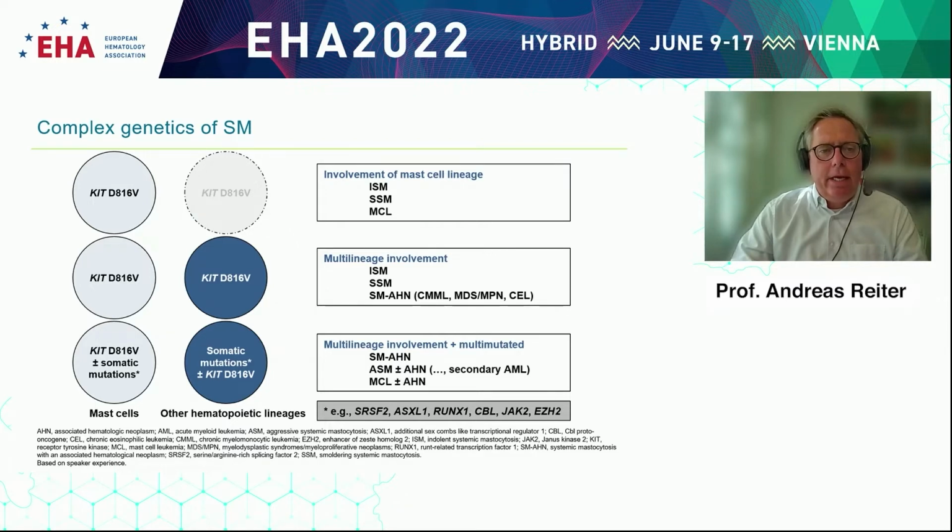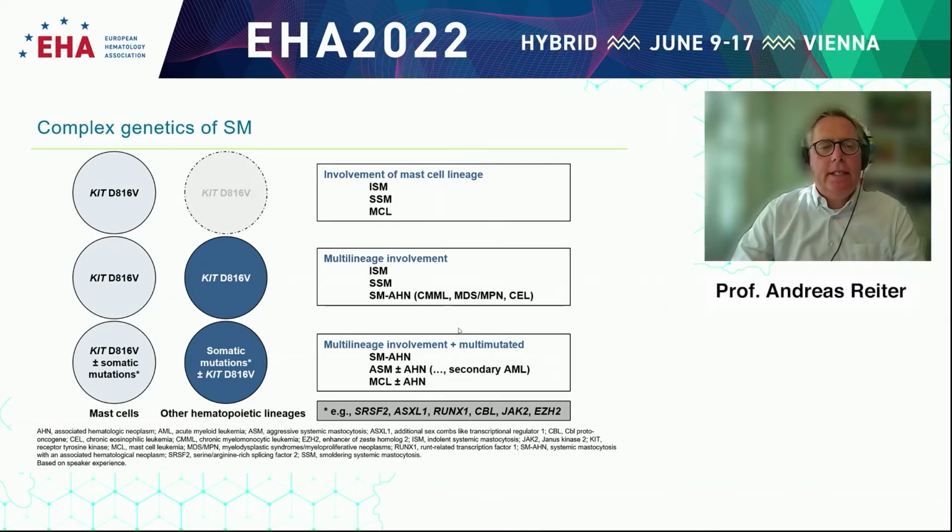But it's not only KIT D816V in mast cells. We also find KIT D816V in other hematopoietic lineages, and in many patients, in almost all of them. So we find KIT D816V in monocytes, we find it in eosinophils, and sometimes even in lymphocytes or in cells of the megakaryocytic lineage.